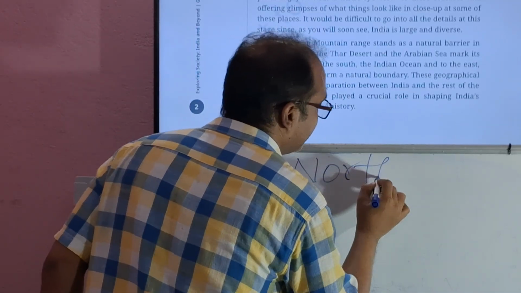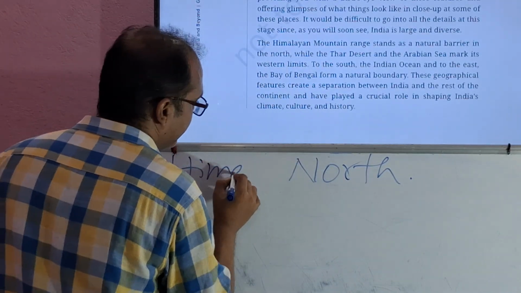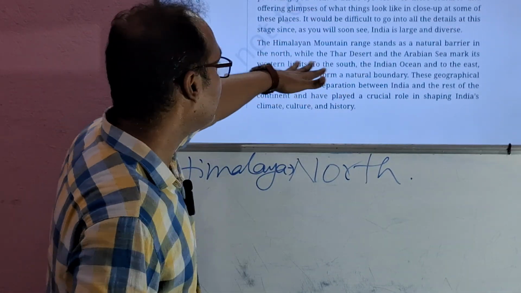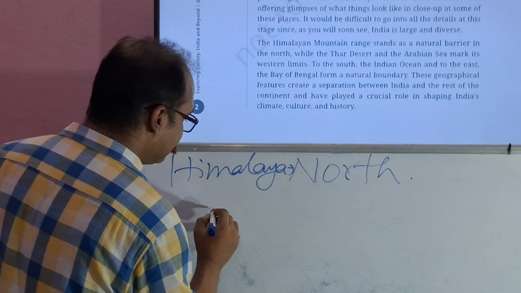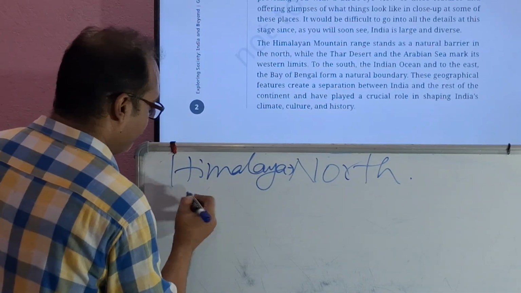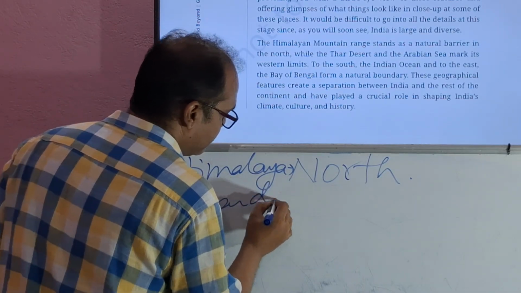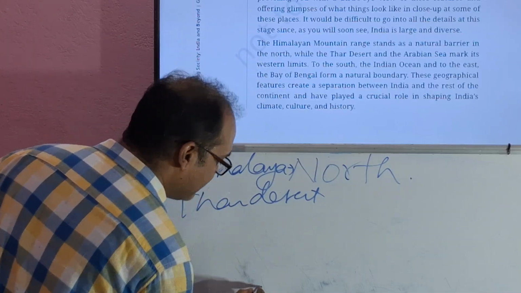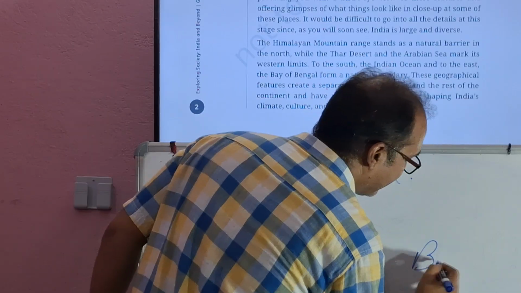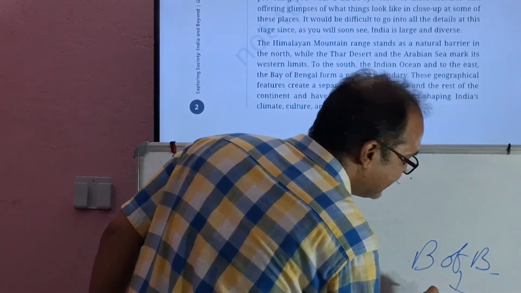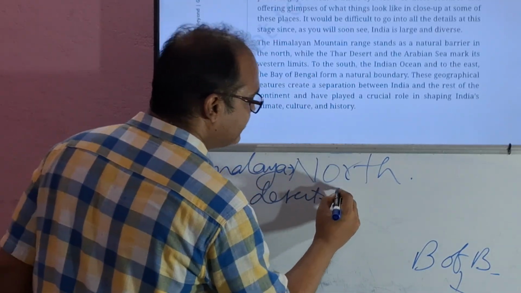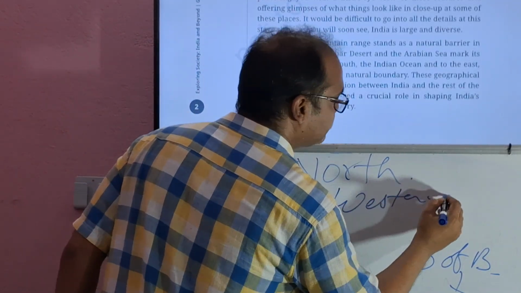North. Himalaya is there in the north, right? Himalaya, it is on the northern side. Then we have Thar Desert and Arabian Sea on the western side. See, Arabian Sea is on the western side, right? Arabian Sea on the western side and Bay of Bengal on the eastern side. So, always remember, Thar Desert and Arabian Sea, it is there on the western side, right?